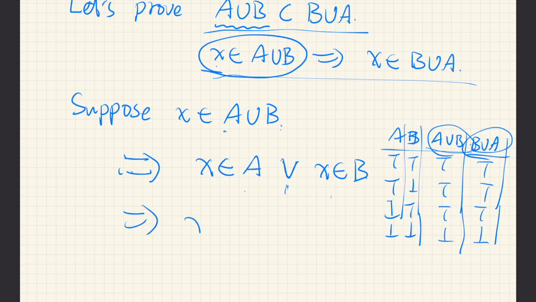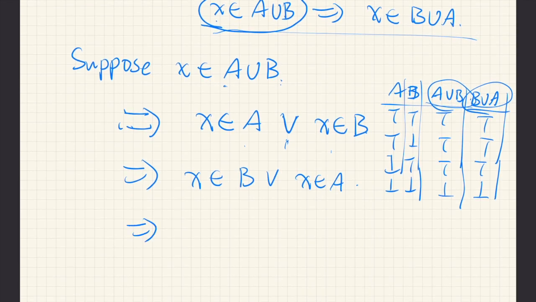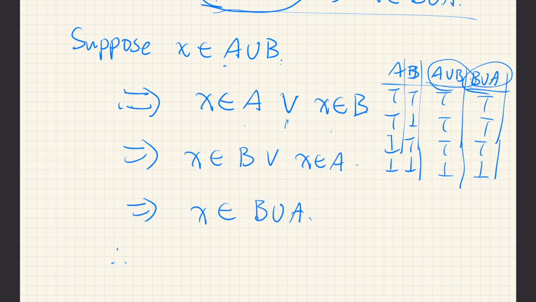That means x belongs to B or x belongs to A. So this means x belongs to B cup A. So therefore, every element of A cup B is also an element of B cup A. Okay. Now we need to prove the opposite subset relation.